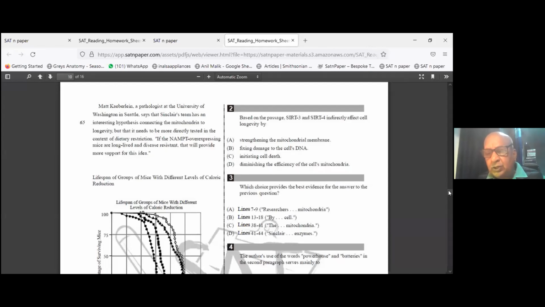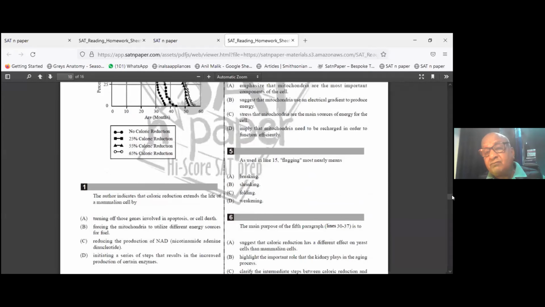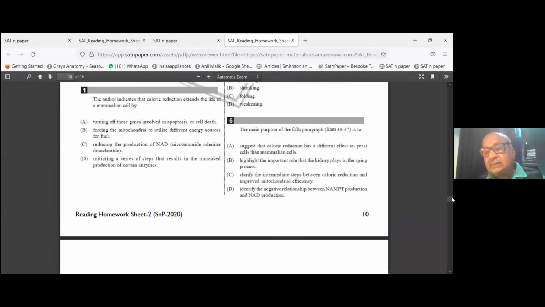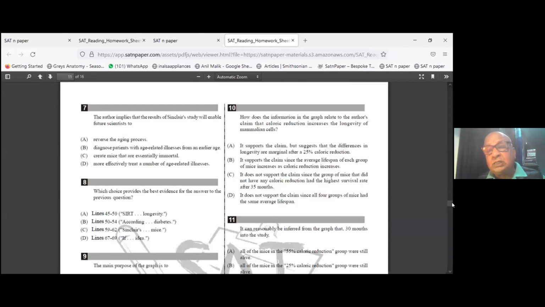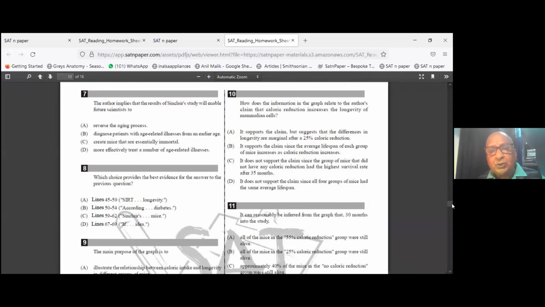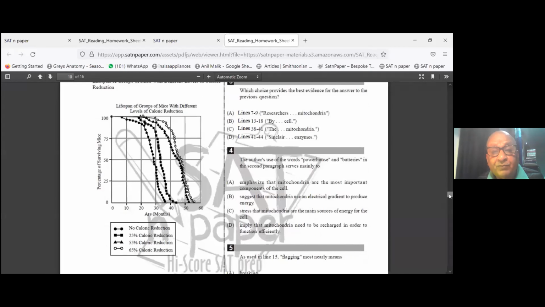I go to the next question and he asks what the author's use of these 2 words in paragraph 2 does. Then the 5th question asks what the word in line 15 means. In question 6, he asks what the purpose of the 5th paragraph is. Questions 7 and 8 are a paired question again; I have to find the answer for question 7 from question 8. And questions 9, 10, and 11 pertain to this graph over here.